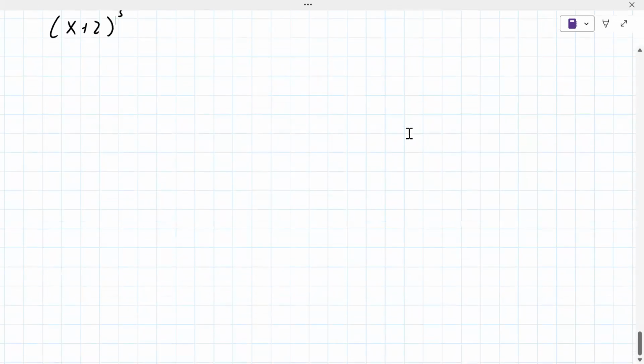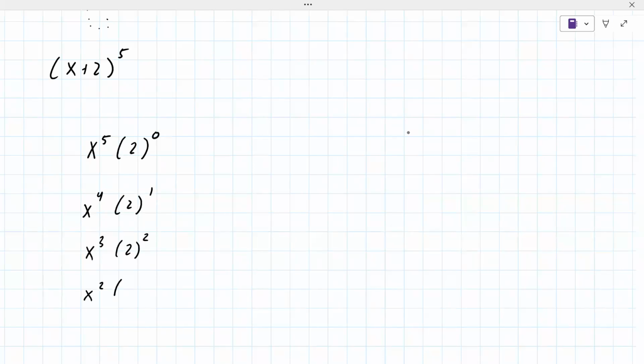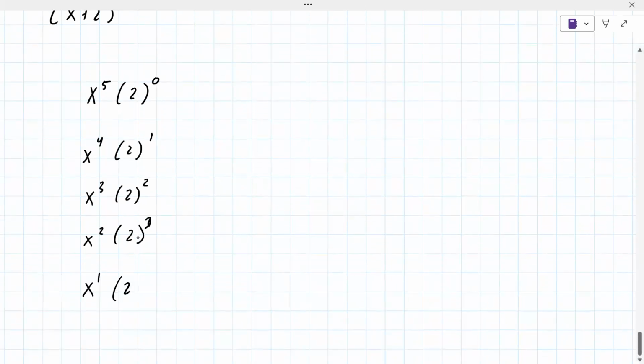So the way this works is your a is x, so it's x to the power of 5, 2 to the power of 0. X to the power of 4, 2 to the power of 1. X to the power of 3, 2 to the power of 2. X to the power of 2, 2 to the power of 3. Sorry, going the wrong direction. X to the power of 1, 2 to the power of 4. X to the power of 0, 2 to the power of 5, like that.